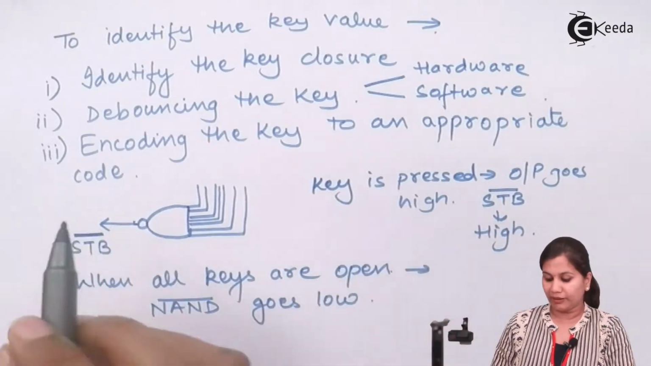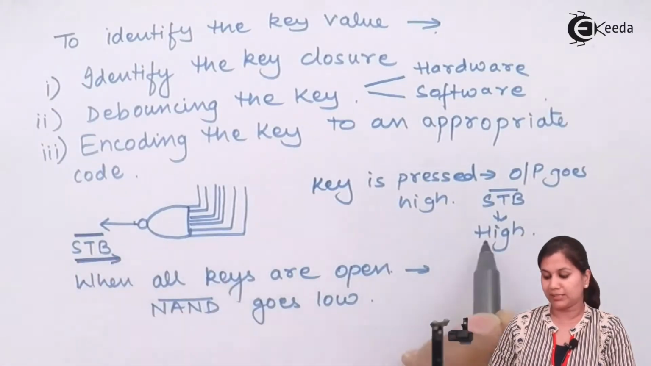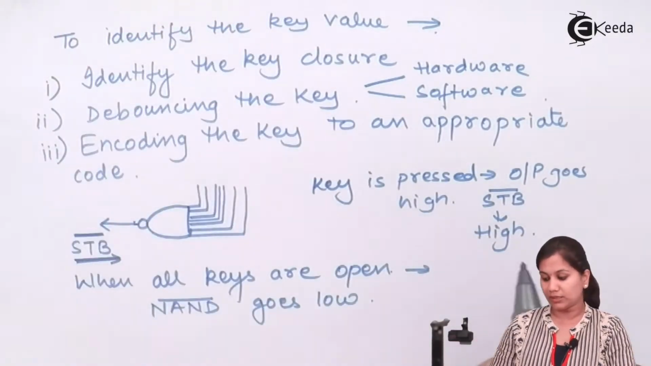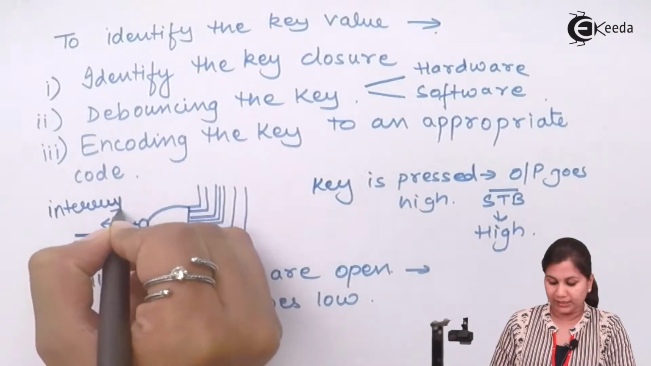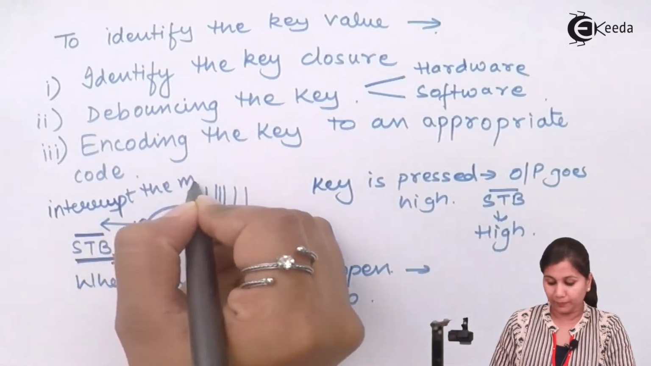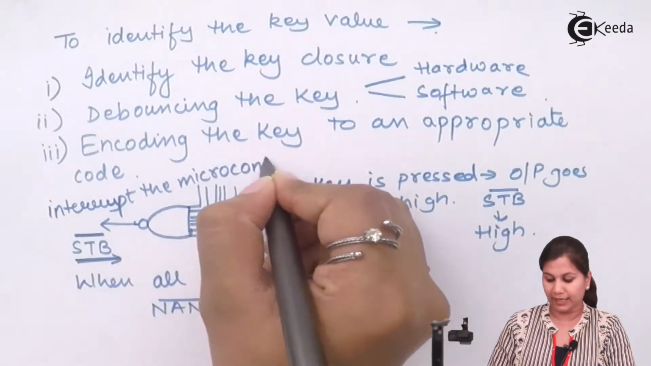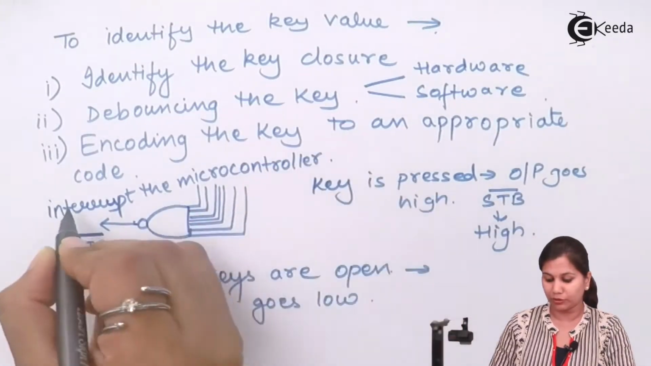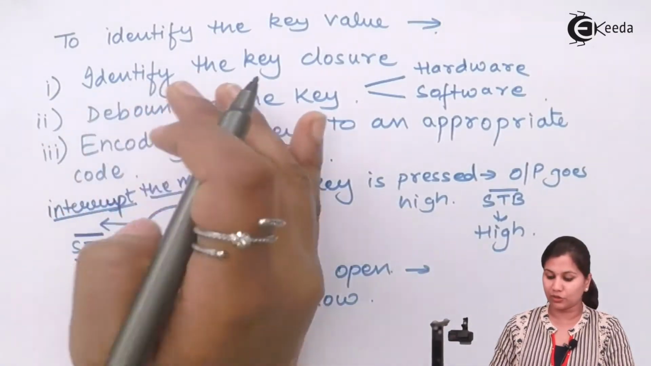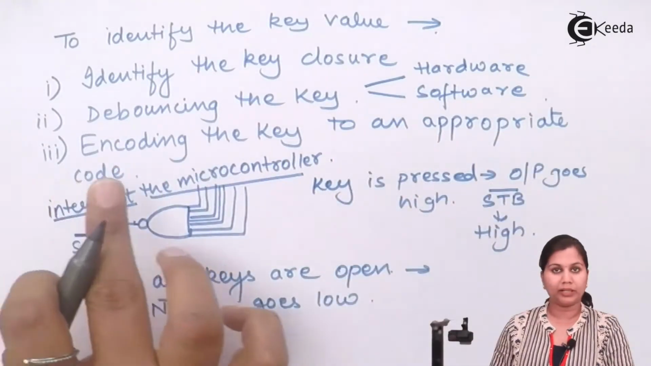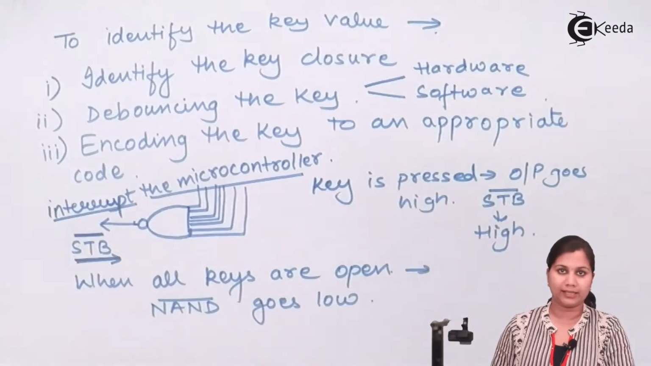Now, whenever this strobe signal is high, it means that a key is pressed, and we can use this strobe signal to interrupt the microcontroller. So whenever this strobe signal goes high, it means a key is pressed, and then it interrupts the microcontroller. The microcontroller is going to read which key is being pressed, and then it is going to encode the key to an appropriate code, and the appropriate operation will be taken. So in this way, a non-matrix type of keyboard can be interfaced with the 8051 microcontroller.